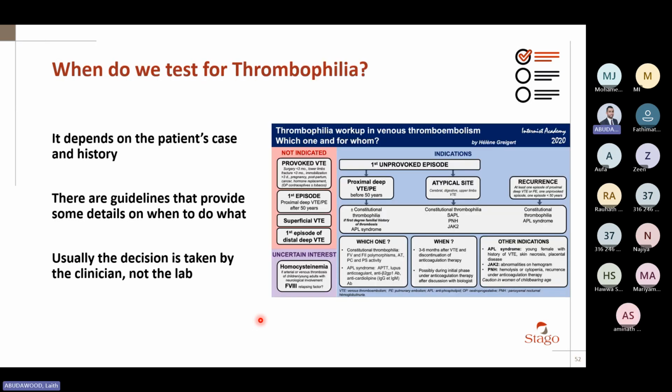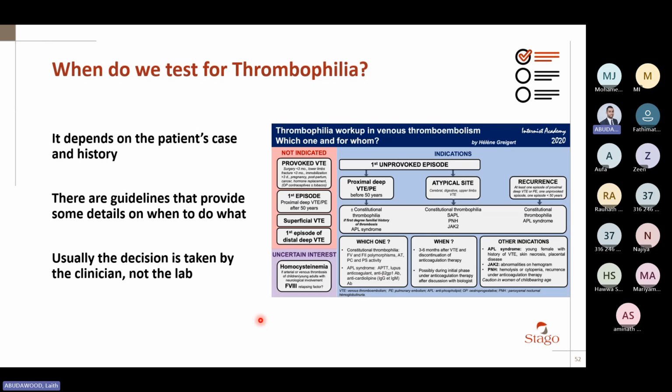So when do I suggest that this patient needs a thrombophilia screen or a thrombophilia test? Generally this depends on the history of the patient, what is happening with the patient, what is going on with their family, for example. Do they have a history of having clots when they were young, and so on. So this depends on the clinical picture of the patient. Usually thrombophilia requests come from a clinician.